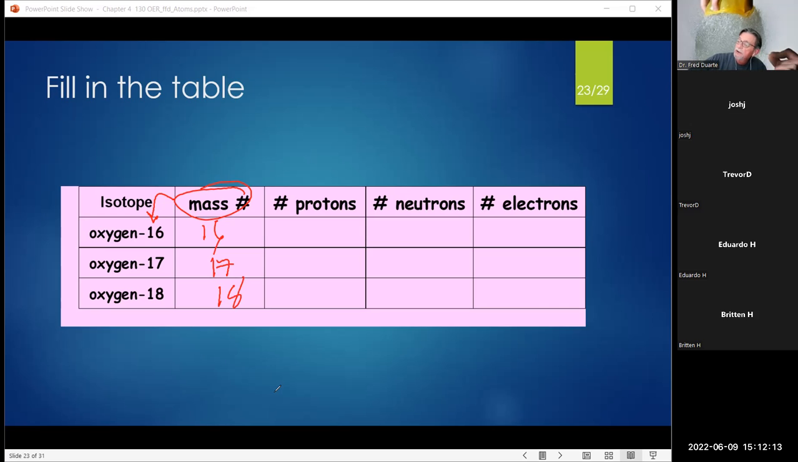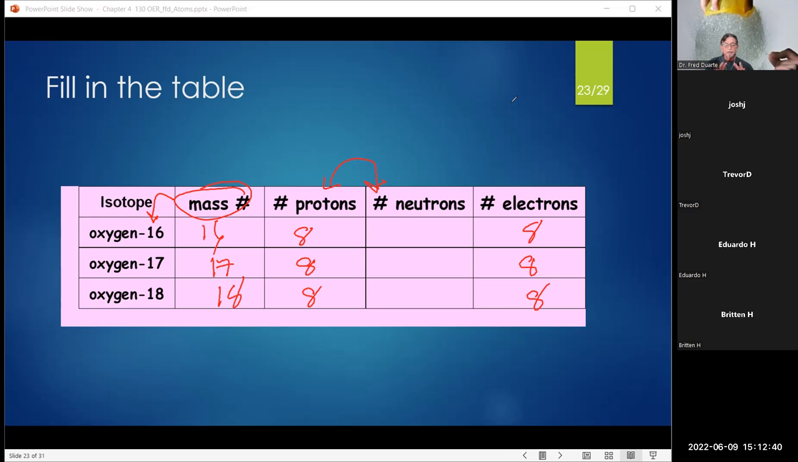Okay, protons. Oxygen is number 8. Everybody has 8 protons. And guess what? Everybody has the same number of electrons. Okay, and where they differ is the number of neutrons. So the sum of these two would equal the 16, right?